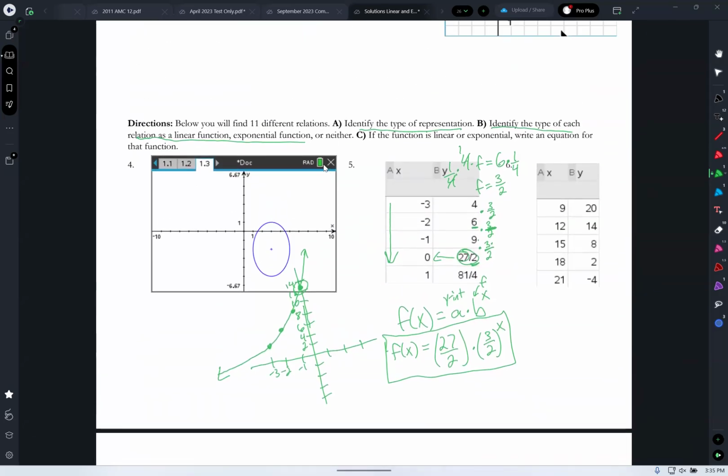You can do a very similar thing with number 6. I see a table, but I want to recognize in this table that I am subtracting by 6 in the y and adding by 3 in the x. But on both sides, it's a constant additive rate of change, so I know I'm dealing with a linear function, or y equals mx plus b.